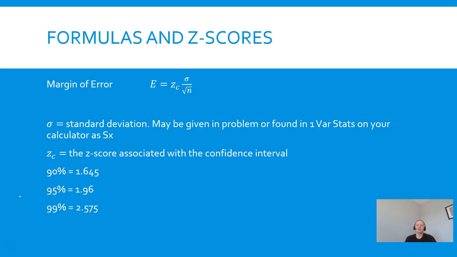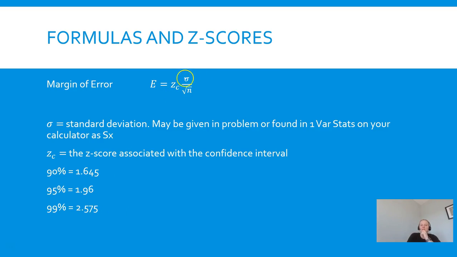Okay, the formula for margin of error: E equals Z sub C times sigma over the square root of N. Z sub C is the Z-score that is associated with the confidence interval. Whatever confidence interval they give you in the problem, 90, 95, or 99%, these are the Z-scores that go with those percentages. So these three numbers are the ones that you're going to use for Z sub C. Take a picture, screenshot, write this down. Just make sure you have these three numbers because you're going to need them to find margin of error.